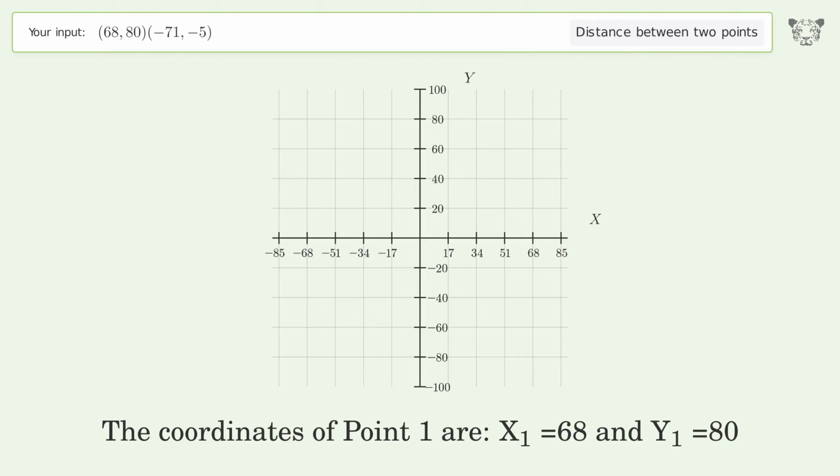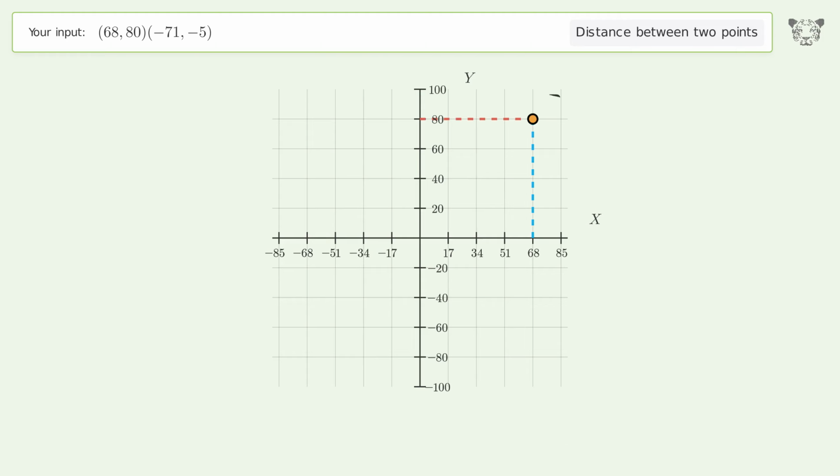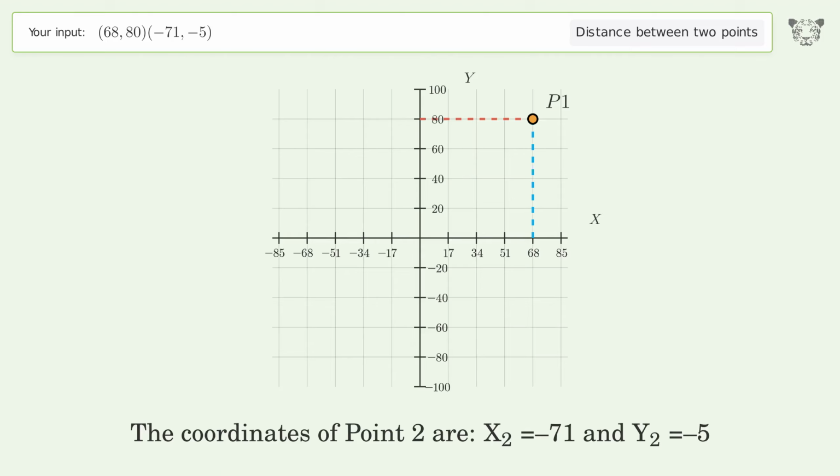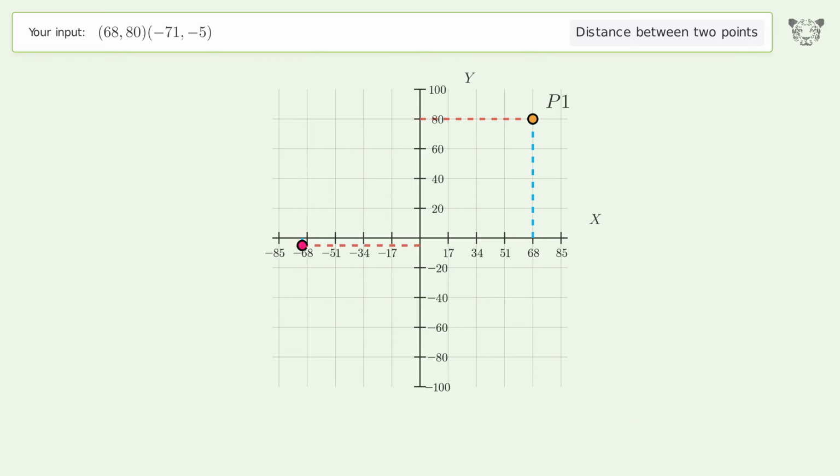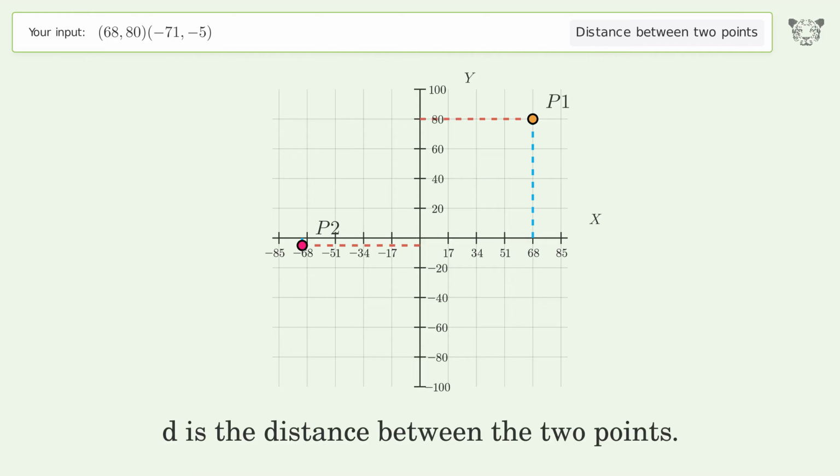The coordinates of point 1 are, x1 equals 68 and y1 equals 80. The coordinates of point 2 are, x2 equals negative 71 and y2 equals negative 5. D is the distance between the 2 points.